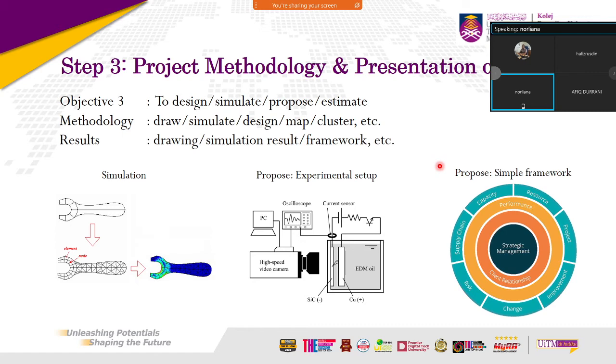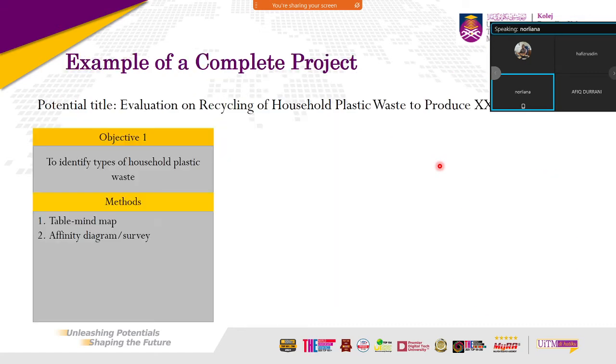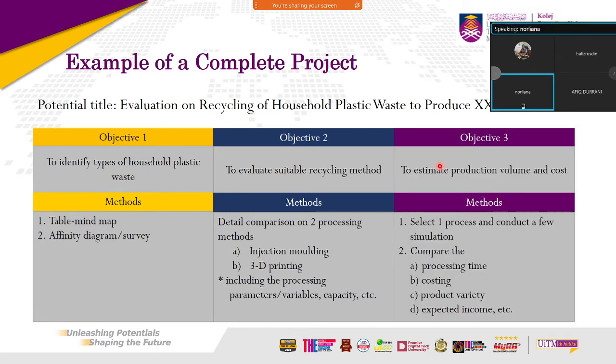Alright. Okay, next. So I would like to show you an example of a complete project. Okay, kalau complete project ni secara umumnya macam mana kalau dia adalah project based ataupun literature based. Okay, literature based, dia tak ada buat eksperimen. So the first thing ialah, for example, the potential title is Evaluation on Recycling of Household Plastic Waste to Produce Something. So from your reading, you only able to tabulate the mind map. Kemudian you may do some survey berapa banyak household plastic waste, ataupun you can also get the affinity diagram daripada what you have read.